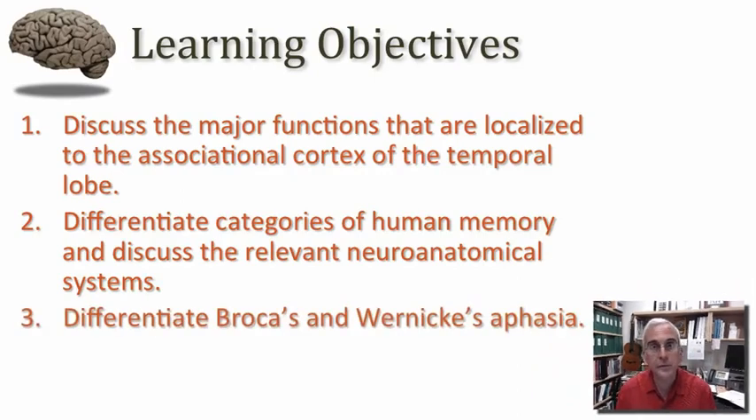I want us to focus a bit in this tutorial on language and how language function is represented in the brain. And there are two very famous parts of the brain that we'll discuss today, Broca's area and a region that we call Wernicke's area. And I want you to be able to differentiate the functions of these two different regions and how they contribute to language function, and also differentiate the problems that people who experience injury to these brain systems experience.